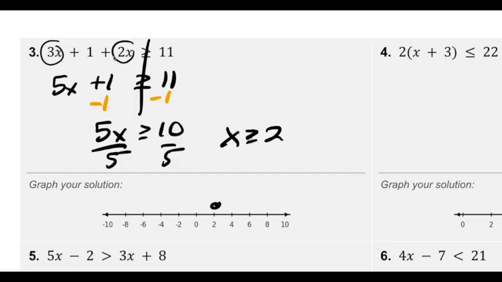We go to 2, closed circle. Numbers bigger than 2 are on this side, to the right of it. You can also see it's telling you to go that way. It's kind of telling you, hey, go that way.